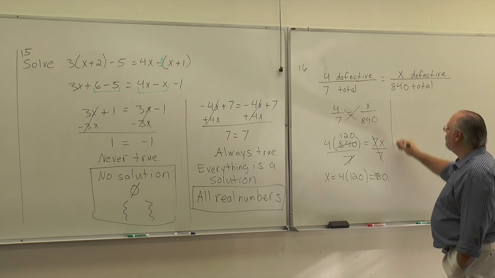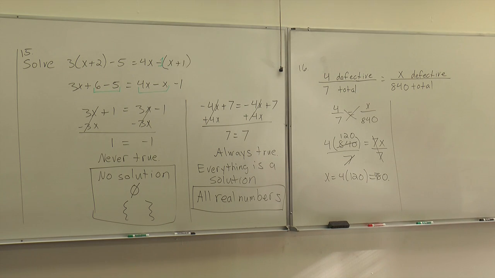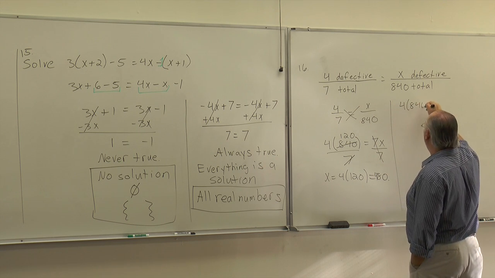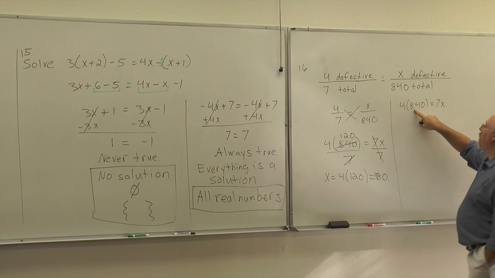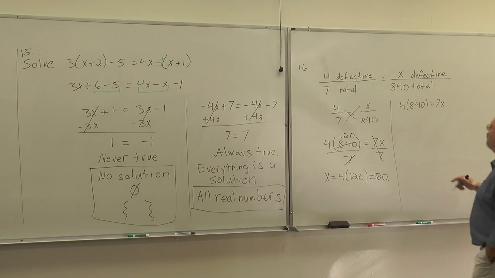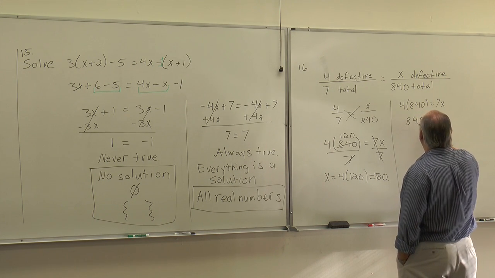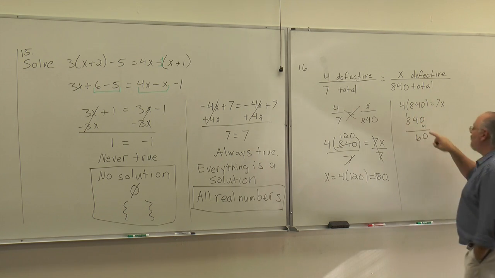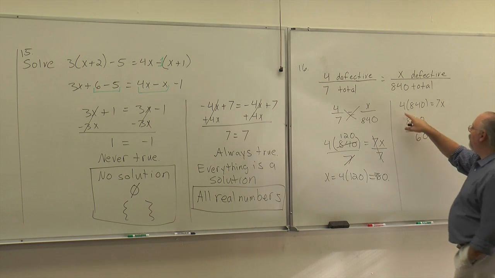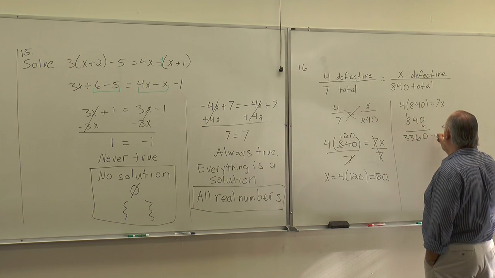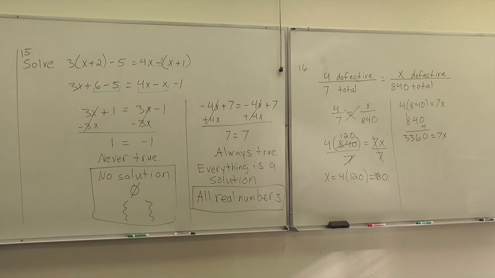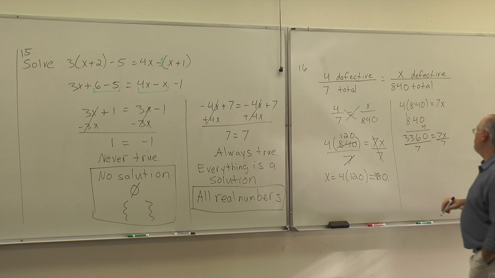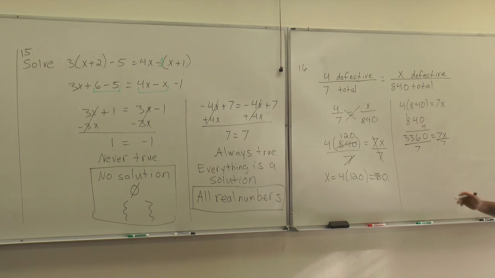So I'm going to go ahead and do it the more traditional way, where when we cross multiply, we get 4 times 840 equals 7x. Okay, so I've got to do 4 times 840. So 840 times 4 is 0, 16, carry the 1. 8 times 4 is 32, plus 1 is 33. So now we're going to divide by 7. Alright, long division. Yay, everyone's favorite.